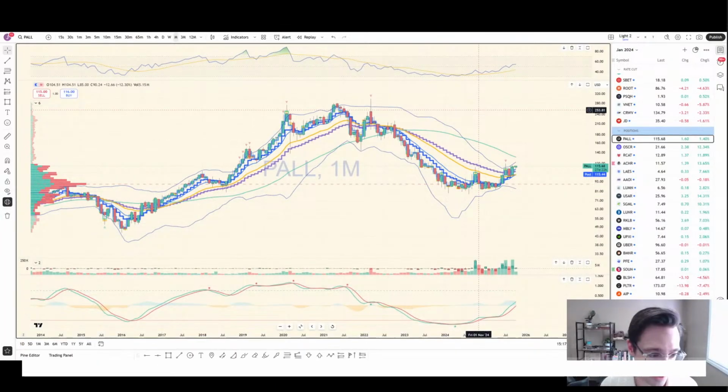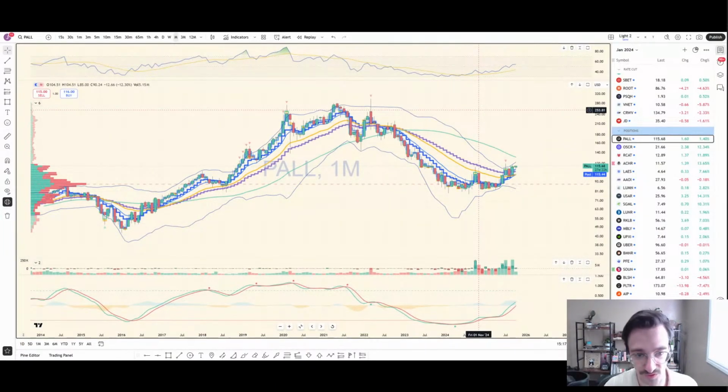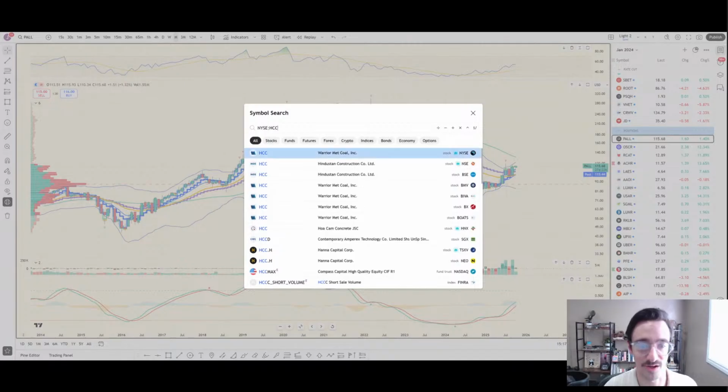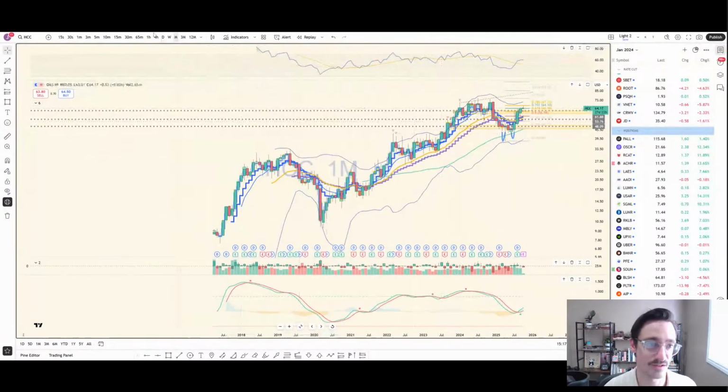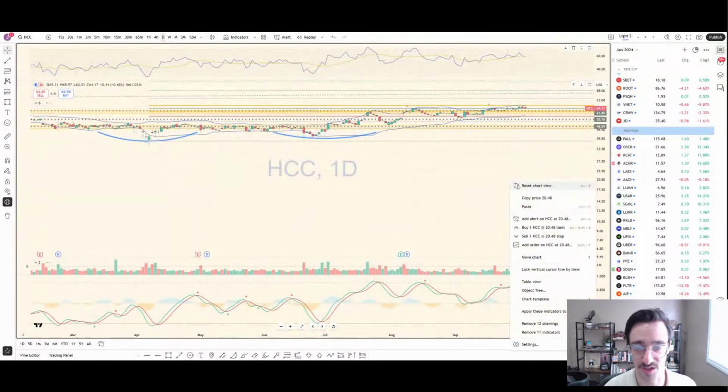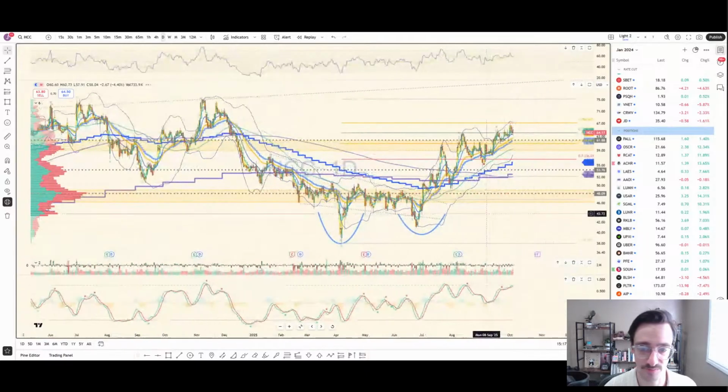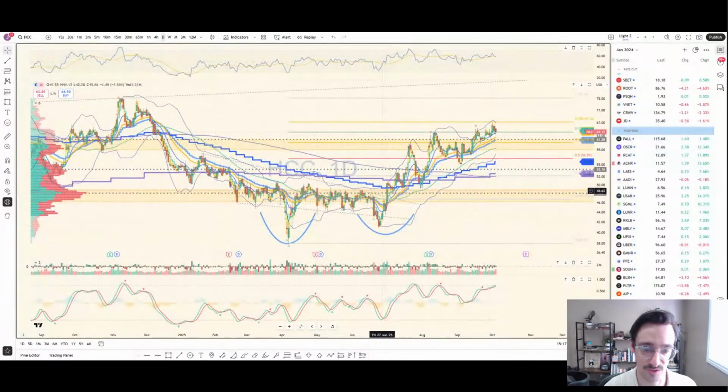I talked about all these setups, and now we're gonna go look at the lines I haven't looked at since they broke out and I missed them. So HCC. Let's look at my lines and my buy that I didn't take. The double bottom through here.